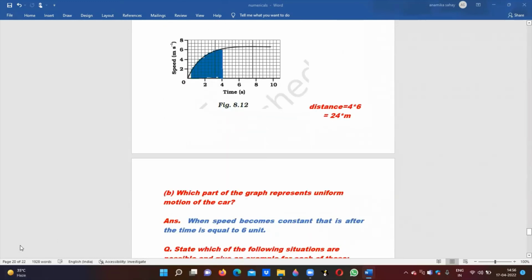Which part of the graph represents uniform motion of the car? When motion is uniform, the speed is constant. So from this point the speed is constant. After 6 seconds the speed is constant, so the body is in uniform motion.